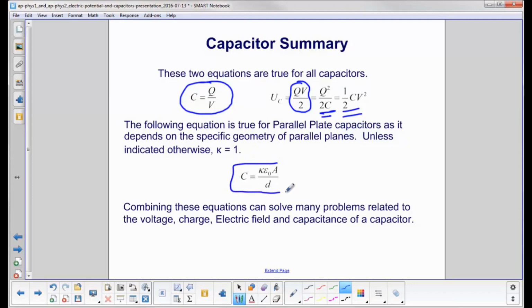This is true for parallel plate capacitors, as it depends on the specific geometry of the parallel planes. Unless indicated otherwise, kappa will equal 1. So if they give you a problem and they don't give you a dielectric present, assume kappa equals 1. And it's the area of each plate, or a single plate, you just use the area once, divided by the distance between the plates times the electrical permittivity of free space, which is a constant. Using these equations, we can solve many problems related to the voltage, the charge, the electric field, and the capacitance of a capacitor.